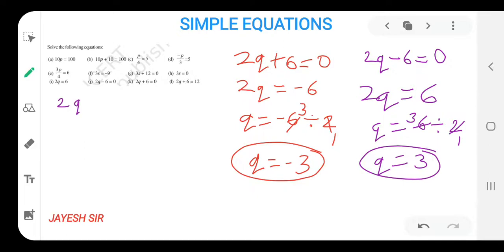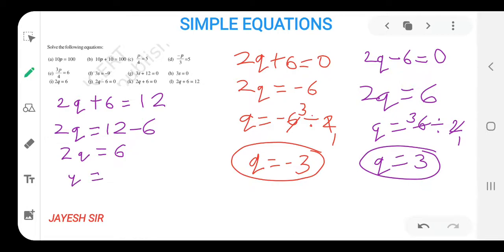So let us begin with the last sum for the day, that is 2q plus 6 equals 12. Now 2q as it is, plus 6 after going this side will become minus 6. So 12 minus 6 will result in 6, and 2q as it is. Now what are we supposed to do? 2 is in multiplication, after going this side it will become division. So 6 divided by 2 will result in 3. 2 ones are 2, 3s are 6. In this way we are obtaining the answer as 3.